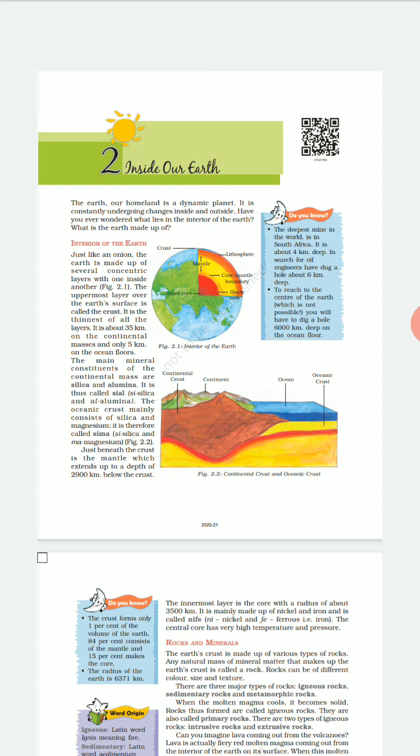Yesterday we saw the layers of the earth. The innermost layer we call the core. Then the middle level we call the mantle, and the uppermost layer where we live, where we walk, we call the crust. Those three are the major layers of the earth. Like an onion, the earth also has layers.